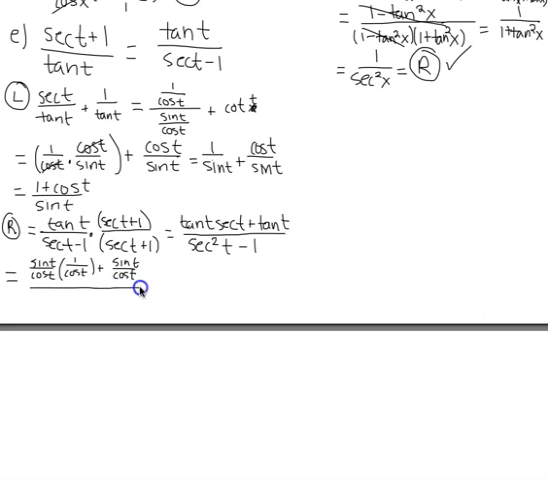on the bottom. Secant squared t minus 1 is a manipulation of the middle Pythagorean identity. The middle Pythagorean identity says 1 plus tangent squared equals secant squared. So if you subtracted 1 on both sides there, you'd have secant squared minus 1 equals tangent squared.